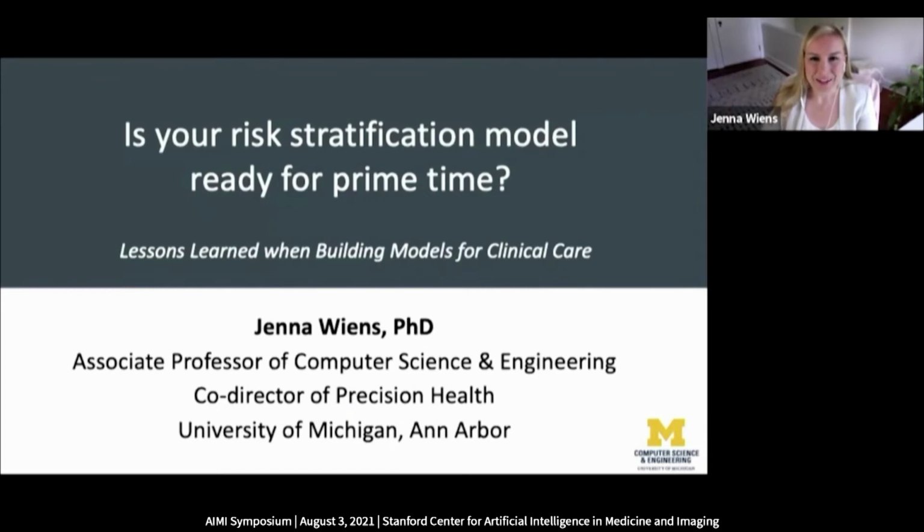Hi, everyone. I'm Jenna Wiens. I'm an Associate Professor of Computer Science and Engineering and Co-Director of Precision Health at the University of Michigan in Ann Arbor. And today, I'm excited to tell you about our work on building patient risk stratification models for clinical care and share with you some important lessons we've learned along the way.